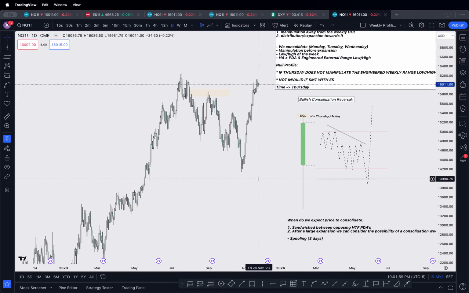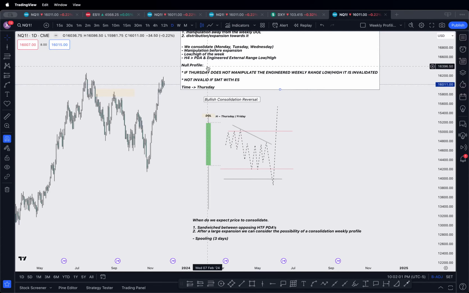Okay, so this is our null profile. Everyone should write this down because this engineered weekly range lower high is something that people always forget about. And that leads you to a daily consolidation profile, okay?